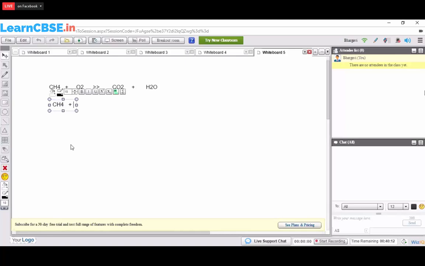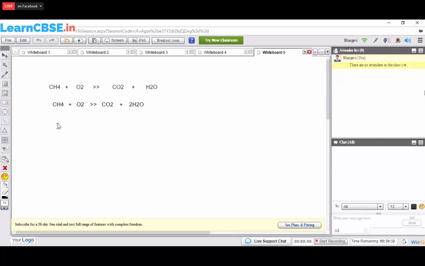CH4 plus O2 gives CO2 plus H2O. So we have to place 2 in front of the H2O, 2H2O. Okay. So now here 4 hydrogen atoms. Here also it is 4 hydrogen atoms. And then here it is 1 carbon, and also here it is 1 carbon. Now we have to balance the oxygen. So here it is 2 oxygen, and then here 2 oxygen and 2 oxygen. Totally 4 oxygen atoms are present. So we have to place the 2 in front of the oxygen.